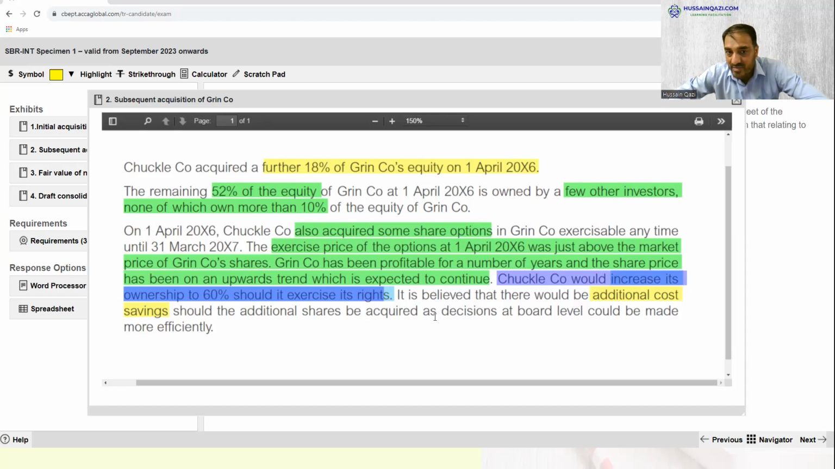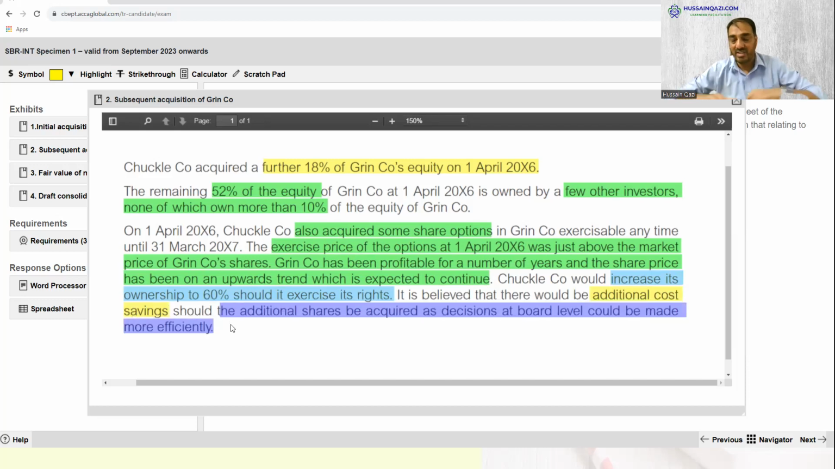Furthermore, one more point: it is believed that there would be an additional cost saving should additional shares be acquired, as decisions at board level could be made more efficiently. This last line means that the acquirer, the Chuckle board, considers that if we invest in Grins or the share option becomes exercisable, we will be able to get more cost saving. So the business model in terms of synergy will develop. So that is the point. For the investor, it's also valuable to exercise the share option, to invest in more shares to get the shares of Grins company.